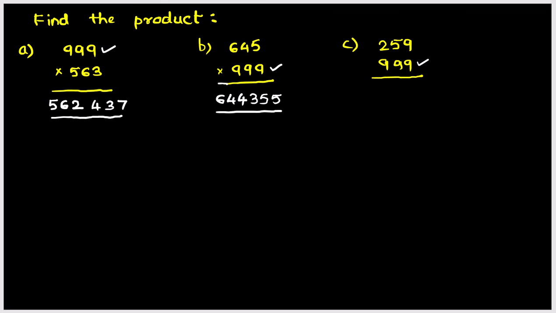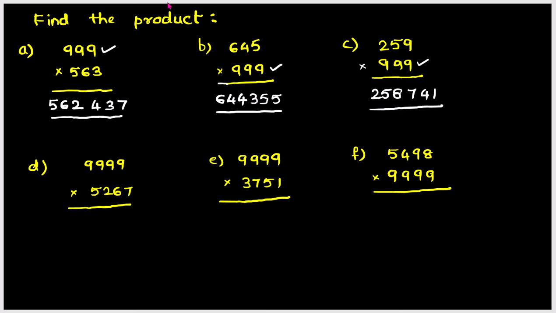Let us see the third one. 999 multiplied by 259. Subtract 1 from 259, that is 258. This 258 again subtract from 999. So 9 minus 8, 1. 9 minus 4, 5. And 9 minus 2 is 7. So the answer is 2,58,741. So this is the product of the number by 999.